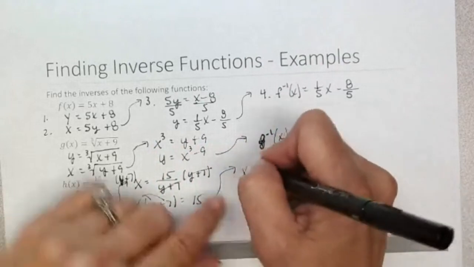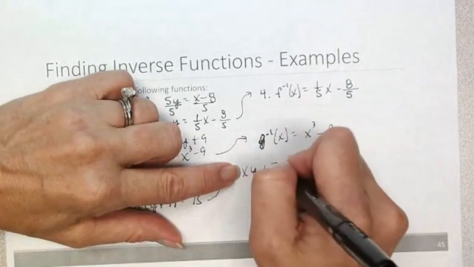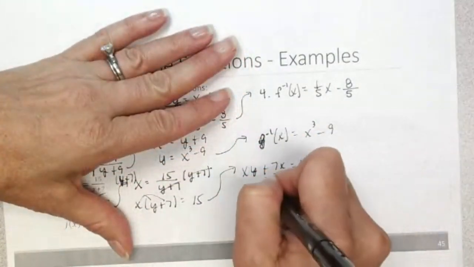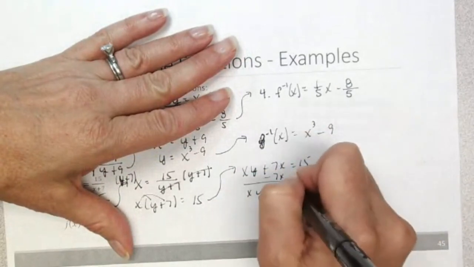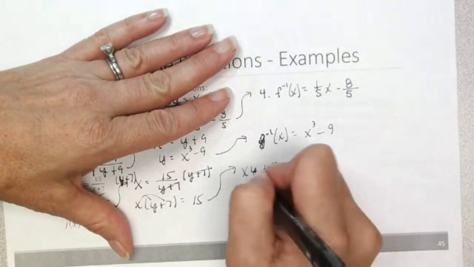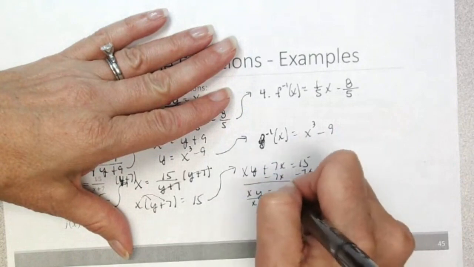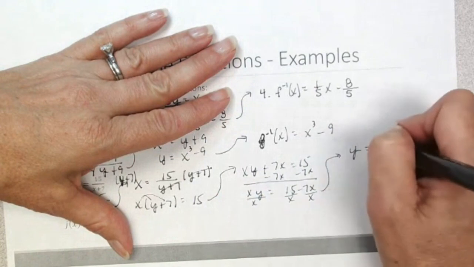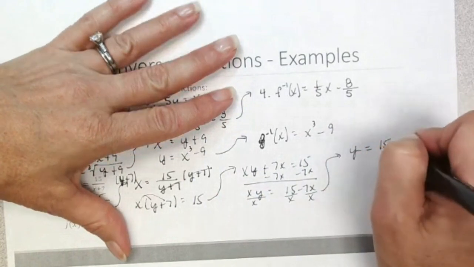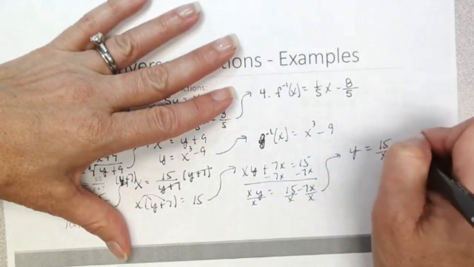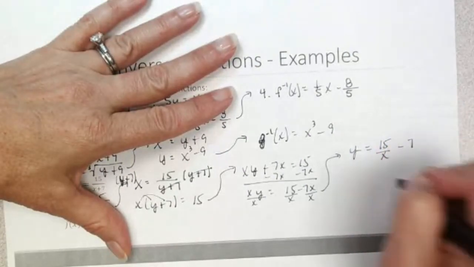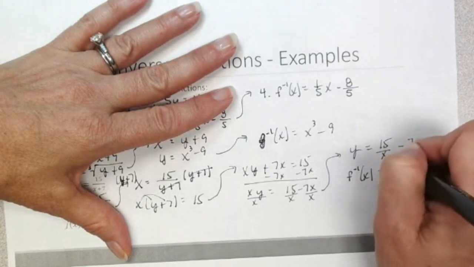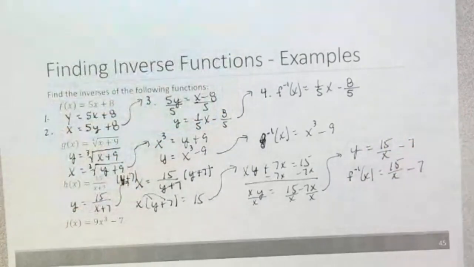We're still solving for y, so we need that term by itself. Let's subtract the 7x from both sides. So xy equals 15 minus 7x. And then we don't want x, I want y, so we're going to divide everything by x. So y then is equal to 15 over x minus 7. Lastly, in function notation, f-1 of x is 15 over x minus 7.